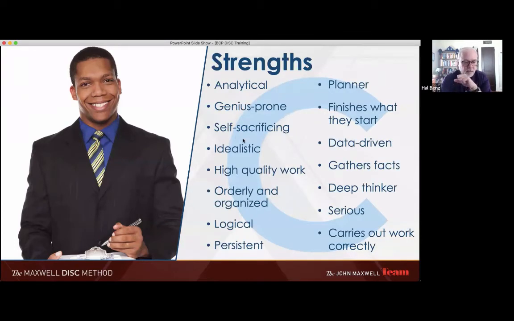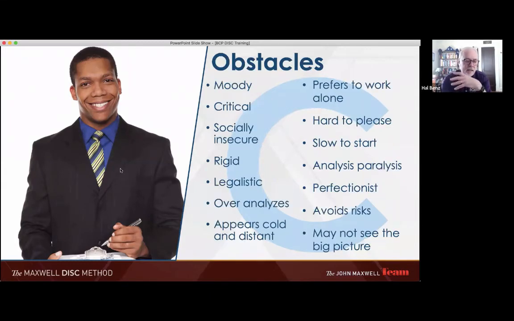Their strengths, they're analytical, they're great planners, they're data-driven, they're idealistic, all these wonderful traits that can lead to, like any trait that's overused, an obstacle. They can sometimes prefer to just do it myself. They can be hard to please, right? They can be a little bit insecure in social environments. They can sometimes be a little bit rigid, and they overanalyze. And because they're task-oriented and not people-oriented, like the Ds, they tend to sometimes come off as a little bit cold and distant, and maybe don't always see the big picture, and maybe don't want to take a risk until they can really mitigate it.